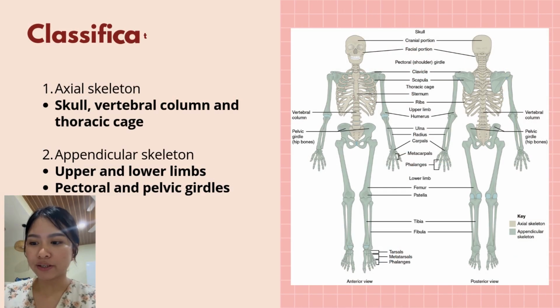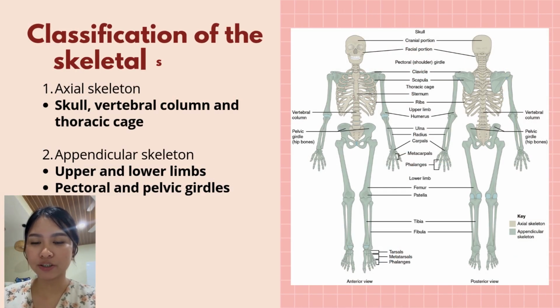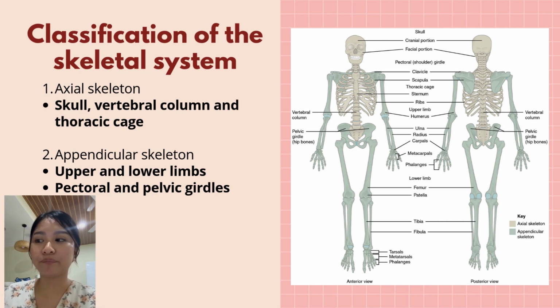Let's start off with the classifications of the skeletal system. So the skeletal system is classified into two main parts, the axial skeleton and the appendicular skeleton. The axial skeleton consists of the skull, vertebral column, and the thoracic cage. Its main function is to protect vital organs such as the brain, spinal cord, heart, and lungs, as well as to provide structural support for the body.